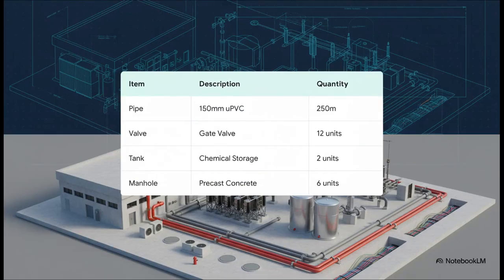And that document is called the Bill of Quantities, or just BOQ for short. Honestly, the best way to think about it is as a giant shopping list for the project. It tells the construction crew exactly what to order. We need 250 meters of this 150 millimeter UPVC pipe. We need 12 of these gate valves. We need 2 of those chemical storage tanks. It's taking the design and turning it into a real-world inventory.